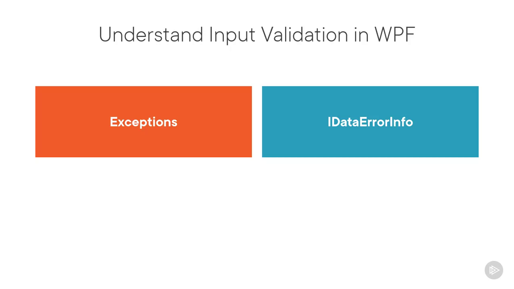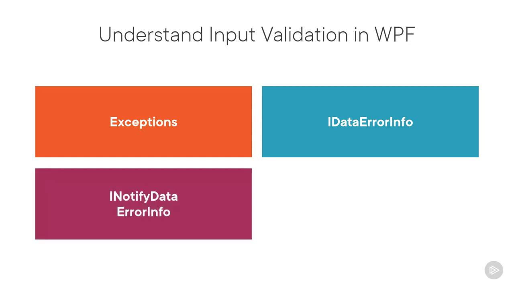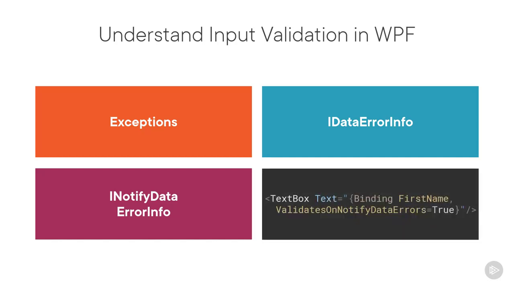A more modern approach than these two is to implement the INotifyDataErrorInfo interface on the CustomerItemViewModel. With this interface, you don't have to set any property on the data binding because this validation approach is used by default. You could explicitly set the data binding's ValidatesOnNotifyDataErrors property to true. But as mentioned, this property is true by default.